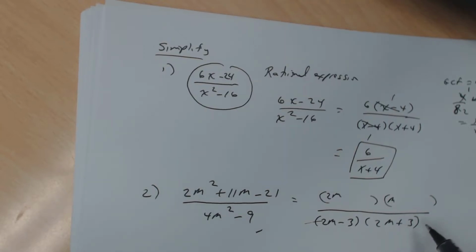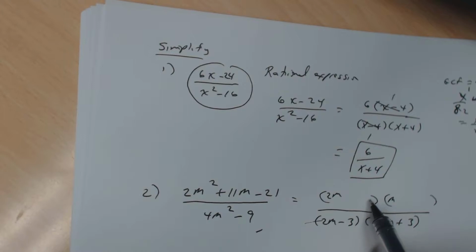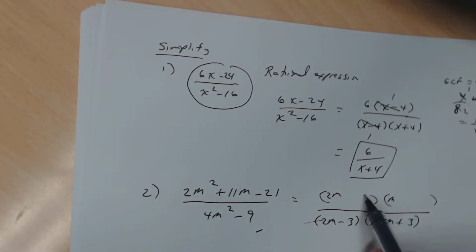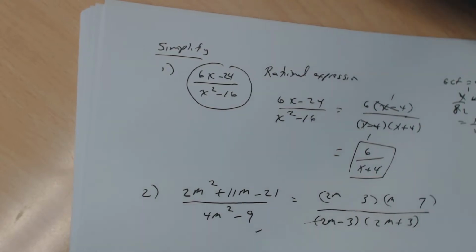Now remember what I said. You're going to be looking for things that reduce. If you put the 7 here and the 3 here, you know that's not going to work, because if you put the 7, there's no 2m minus or plus 7 down here. And over here, if you put the 3, there's no m plus 3 or m minus 3 down here. So you know you're probably going to need the 3 with the 2m and the 7 with the m.